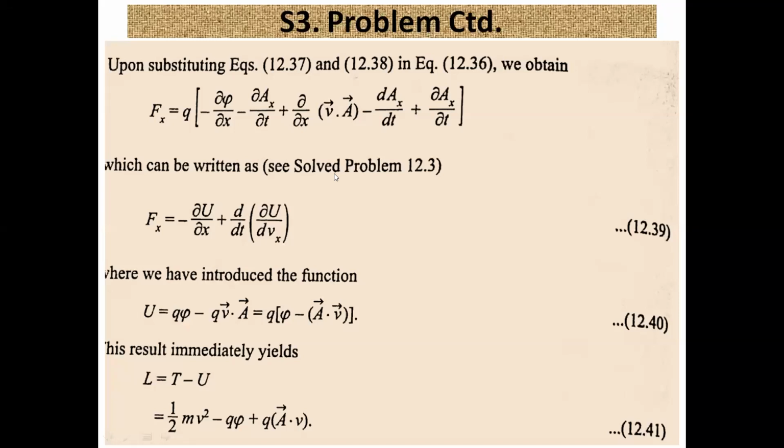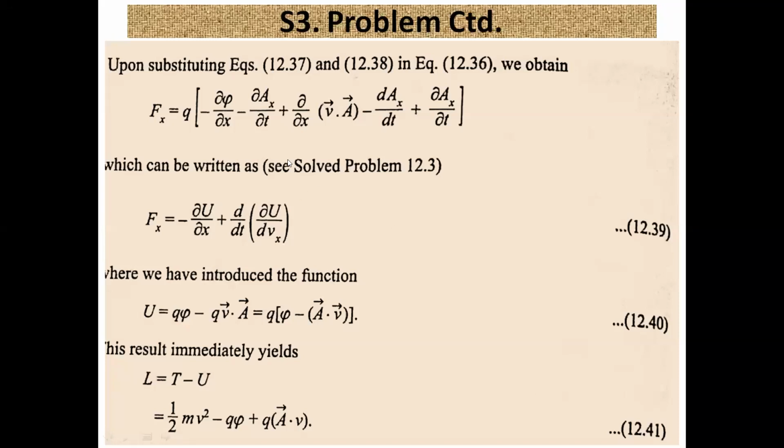And this could be written in a very simple form as Fx equal minus del U del x plus d dt of del U del vx. Sorry, there is a mistake. It should be del U del vx. So here we have introduced the function U, which is q times the potential function.